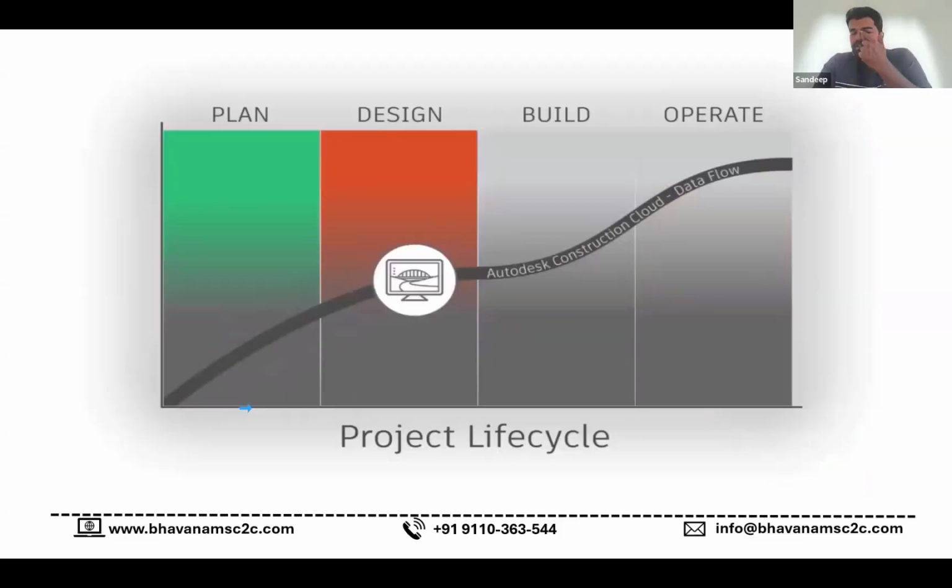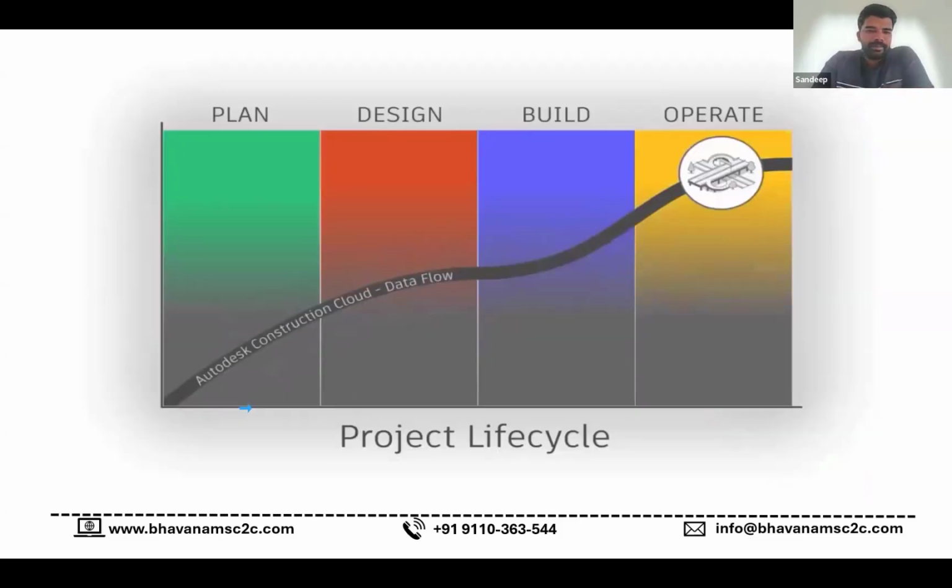Yeah, you can see on the screen that there are four phases of the project life cycle. Project life cycle means from when it is starting on paper to handing it over to the owner or the client, right? So planning stage, design stage, build stage, and operate stage. So there are four stages of this project life cycle.